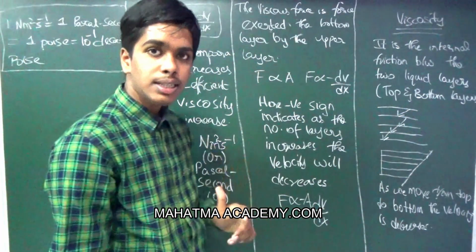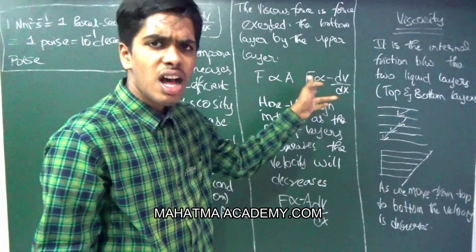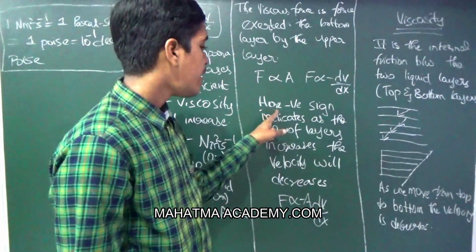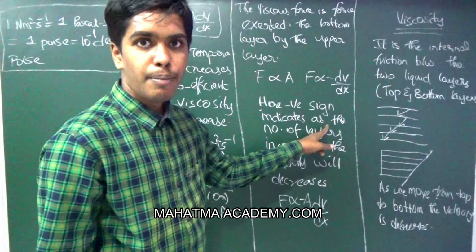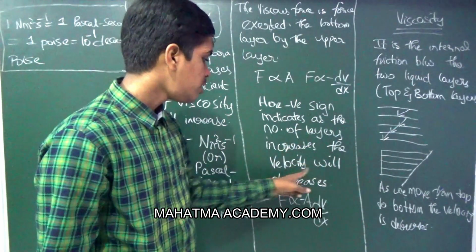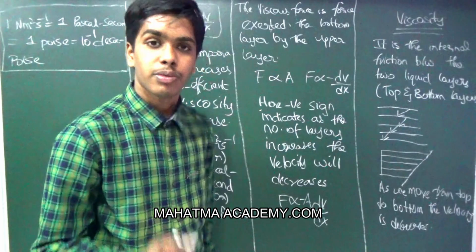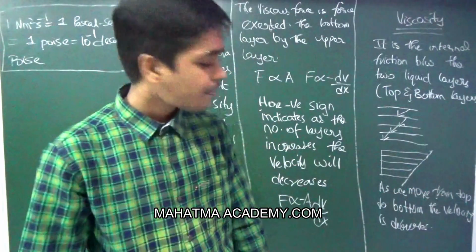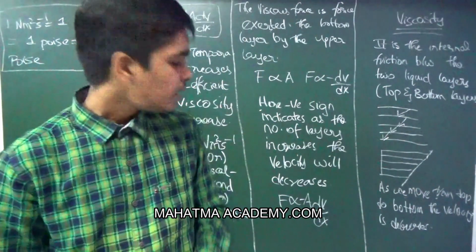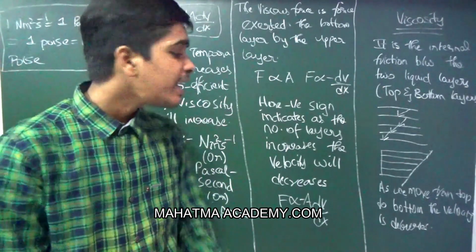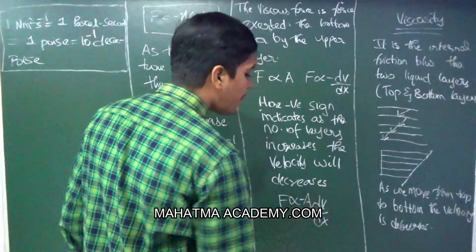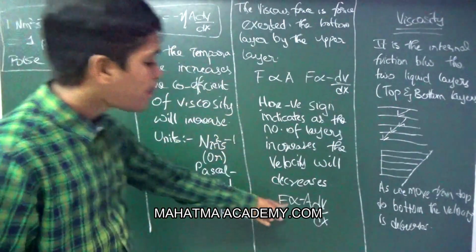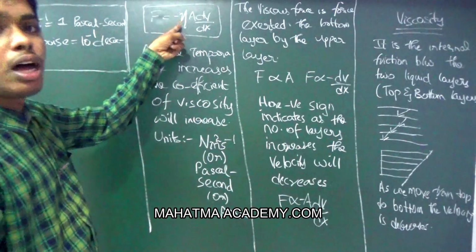Now according to Newton, force is directly proportional to area, and force is directly proportional to minus dV by dx, because the negative sign indicates that as the number of layers increases, the velocity will decrease. As we have seen here, from top to bottom the velocity decreases. So, as distance increases, velocity will decrease. F is directly proportional to minus A into dV by dx. Now the proportionality constant is eta.